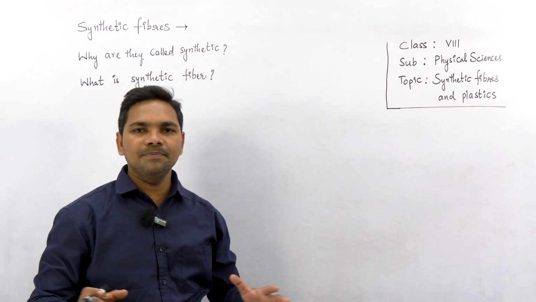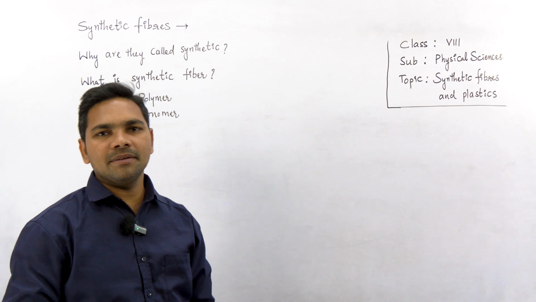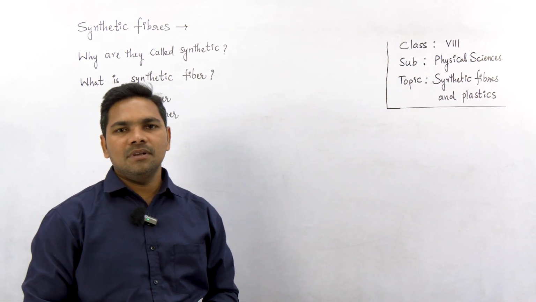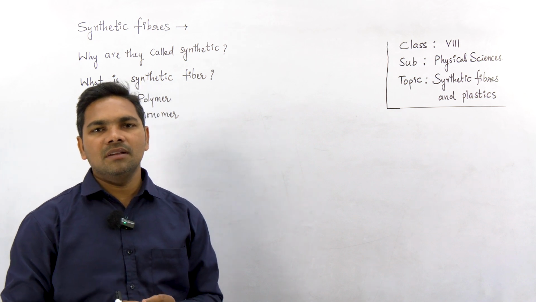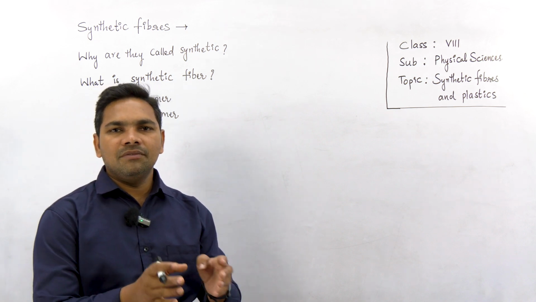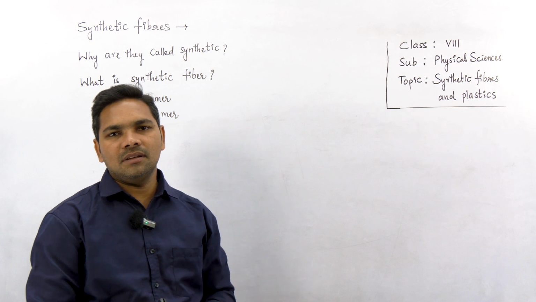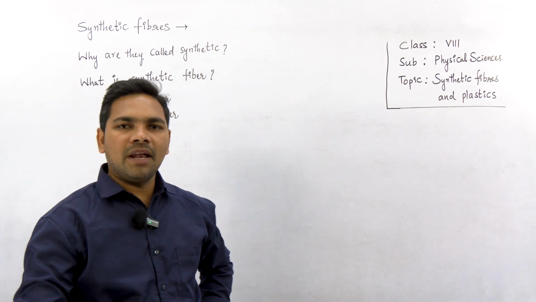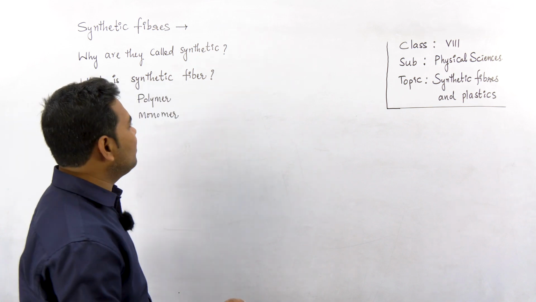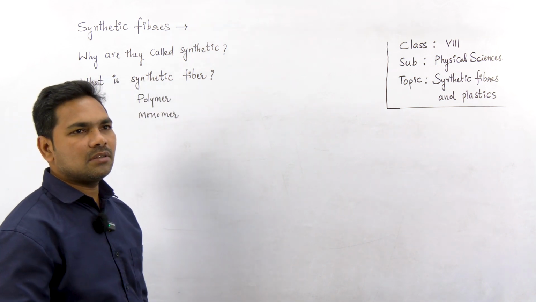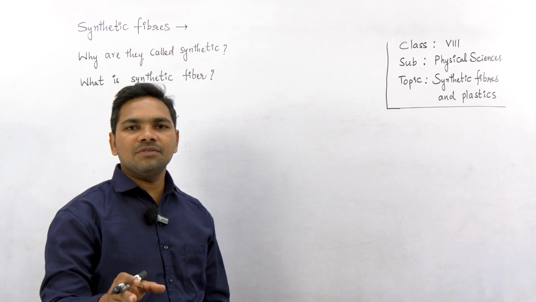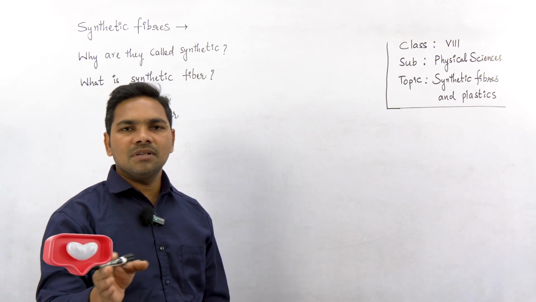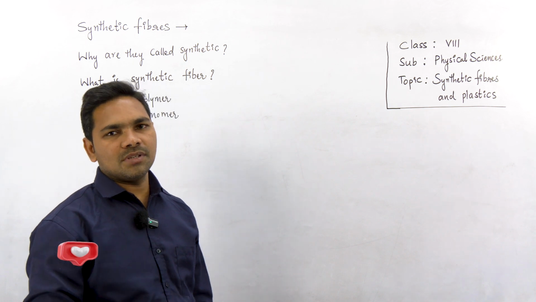Synthetic fibers. We use many items in our daily life. Among all the items, most of the items we use are man-made materials. There are a few substances which are natural, right? Most of the materials we use are man-made, but some are from natural sources, some are from artificial sources, right?